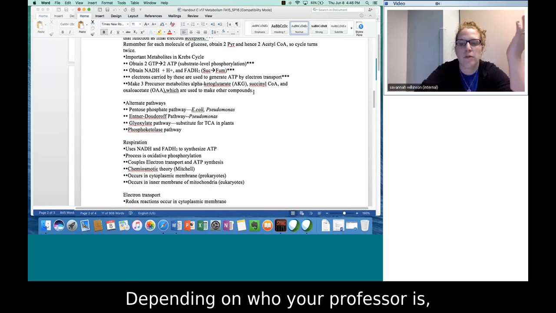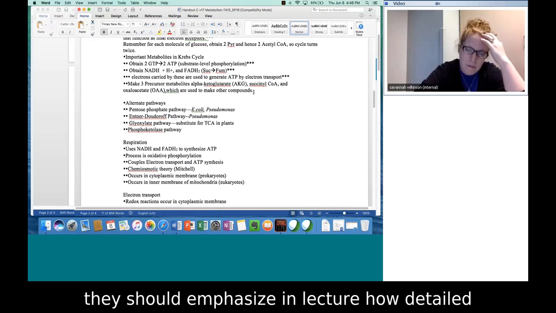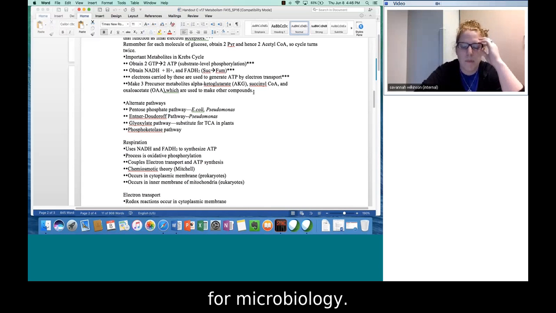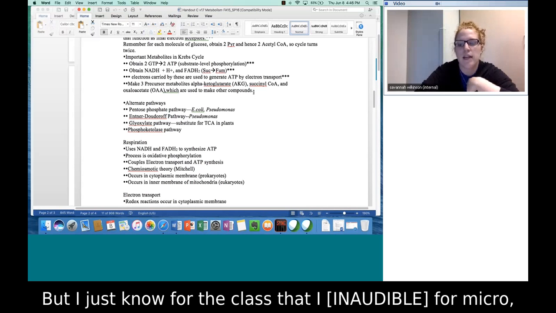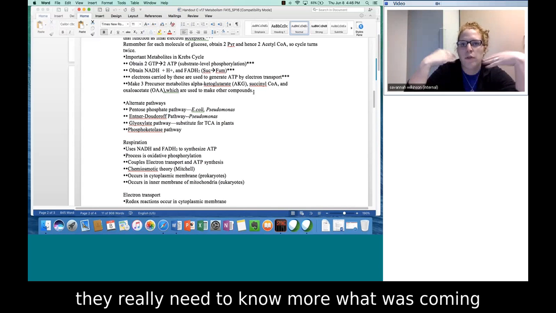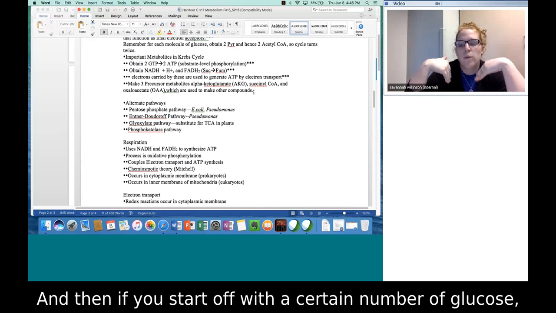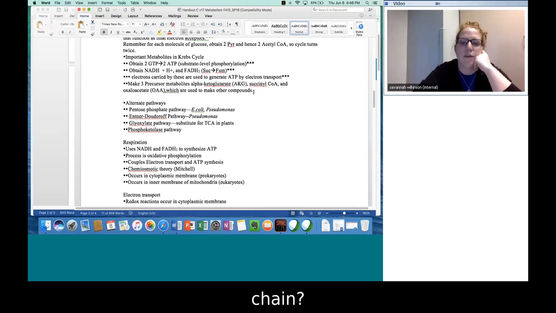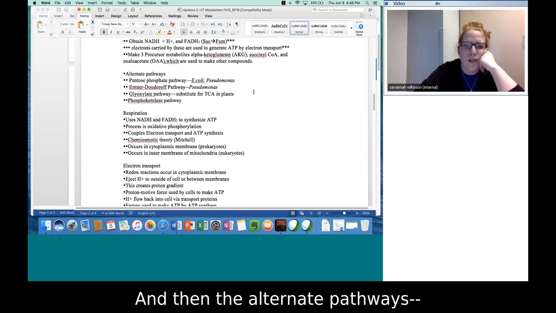Depending on who your professor is, they should emphasize in lecture how detailed he or she wants you to be about these pathways for microbiology. But I just know for the class that I assigned for micro, they really need to know more of what was coming in and out for each pathway, and if you started off with a certain number of glucose, how many ATP would be made after the electron transport chain. And then alternate pathways.